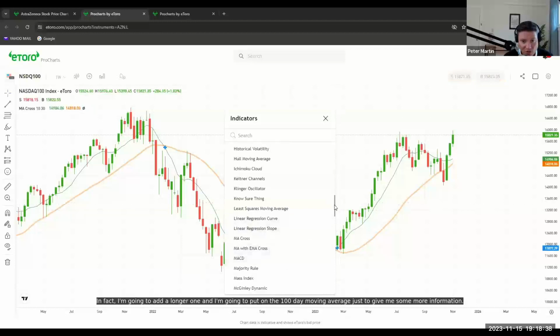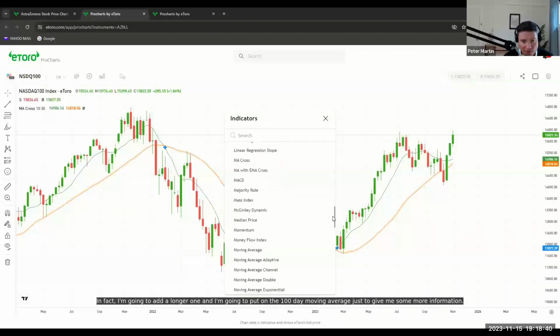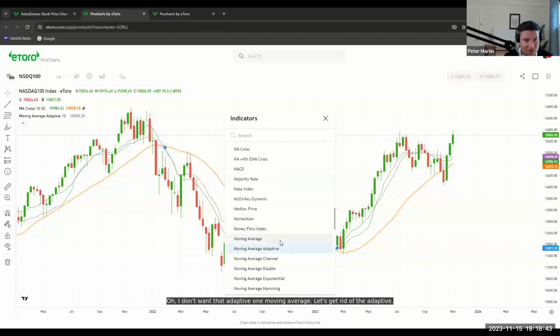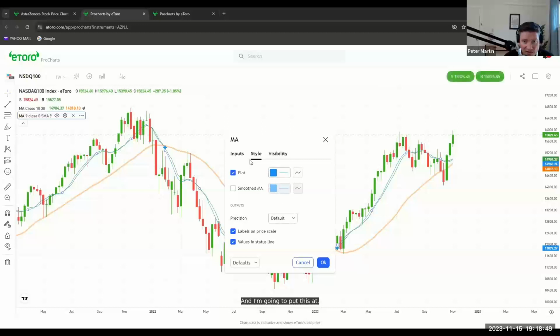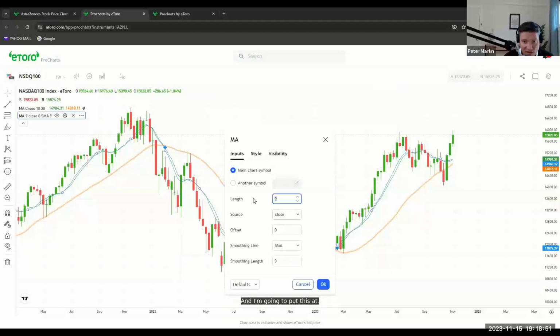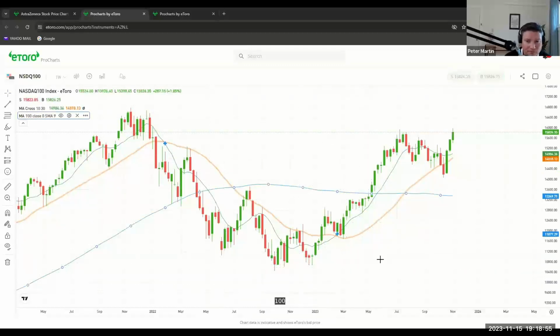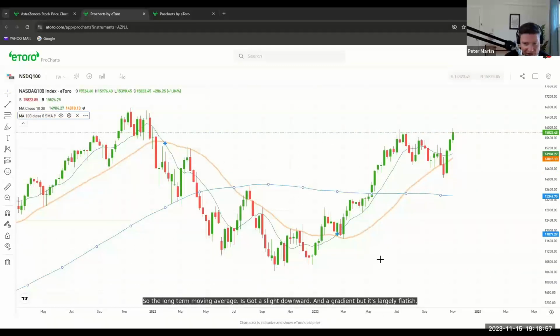Oh, I don't want the adaptive. I want moving average. Let's get rid of the adaptive. And I'm going to put this at 100. So the long-term moving average has a slight downward gradient, but it's largely flattish.